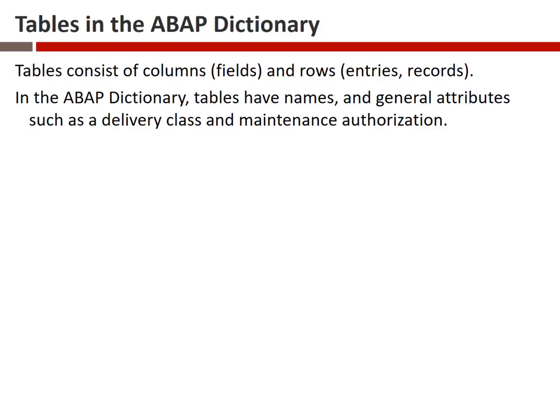Now, of these two, master data and transaction data, which do you think is more abundant in our database? Transaction data, absolutely. Which of these tables do you think tend to be largest?